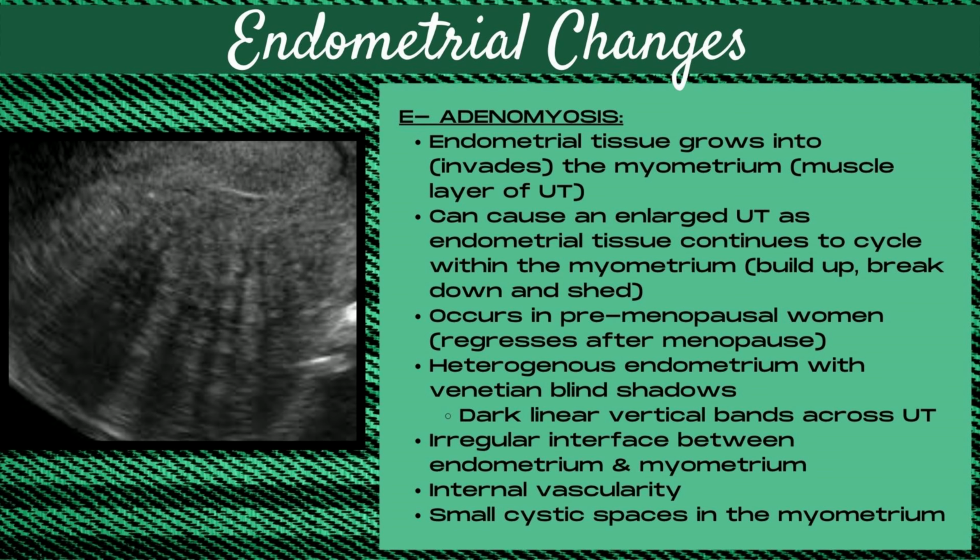And you're going to see a heterogeneous endometrium with Venetian blind shadows. These are dark linear vertical bands that extend down across the uterus. There's going to be an irregular interface between the endometrium and the myometrium. Internal vascularity will be present, and also small cystic spaces can occur in the myometrium.